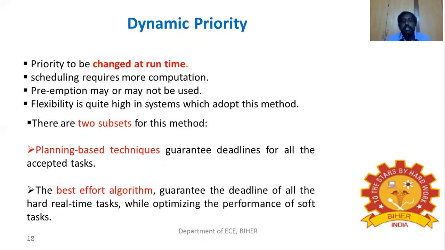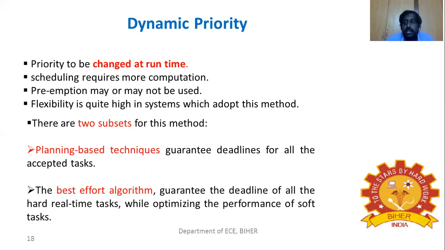And then preemption may or may not be used. We discussed the preemptive process. It may or may not be used in dynamic priority systems. The flexibility is quite high in systems which adopt this method, because we can change the priority within the runtime itself. So these are adaptable systems.